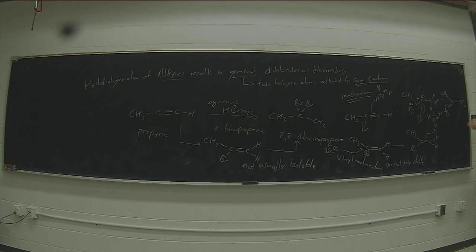The resonance stabilization here, even though this is a minor resonance contributor because it has a positive charge on the more electronegative bromine instead of the less electronegative carbon, this resonance structure does more for stabilizing the carbocation than mere hyperconjugation from the sigma system, because we can actually have a pair of electrons moving into the pi bond, which we can't have from the CH3. So hyperconjugation is not as good as resonance.